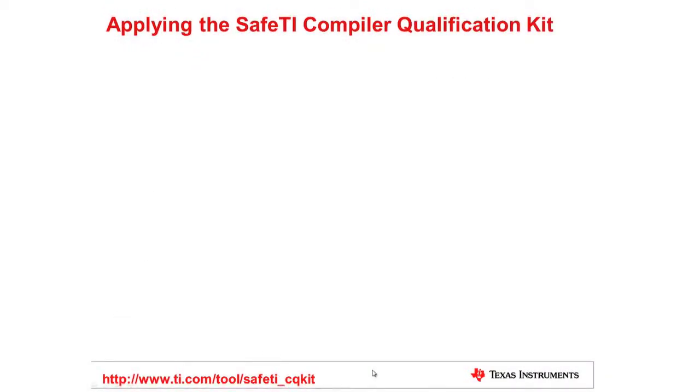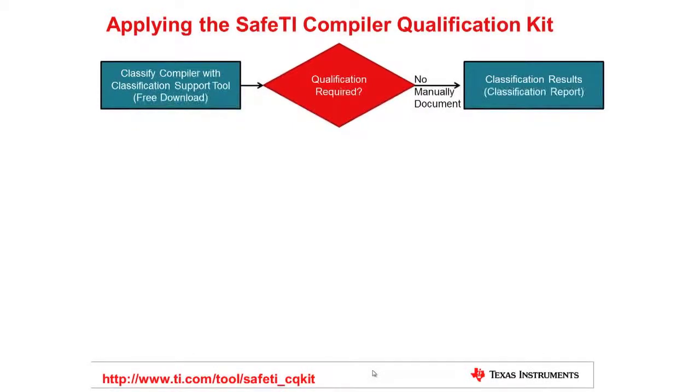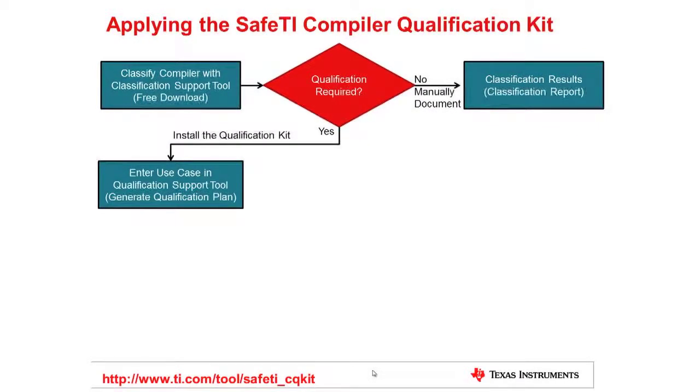Now let's walk through a quick flowchart to show how you would apply the SafeTI Compiler Qualification Kit. First, you need to classify the tool as we just discussed to determine if qualification is really required. This can be done using the free download of the Classification Support tool on the TI website. The web address is shown at the bottom of this slide. If you determine that you don't need to qualify the compiler, then you probably don't need the qualification kit and can manually document the analysis and assumptions that led to your classification. Otherwise, you need to qualify the compiler and will install the qualification kit.